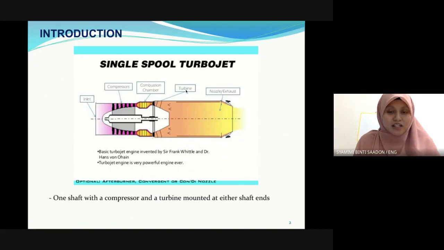So this is a single spool. Single spool means one shaft. We only have one compressor and one turbine, at either end of the shaft. Compressor and turbine. One compressor, one turbine. So that is called a one shaft or single spool turbojet engine.